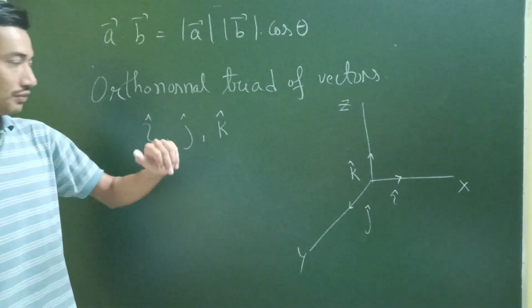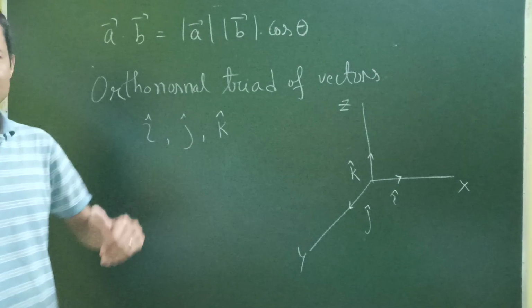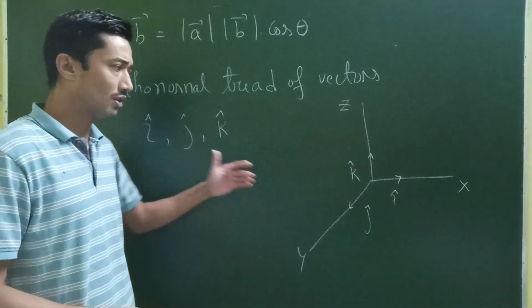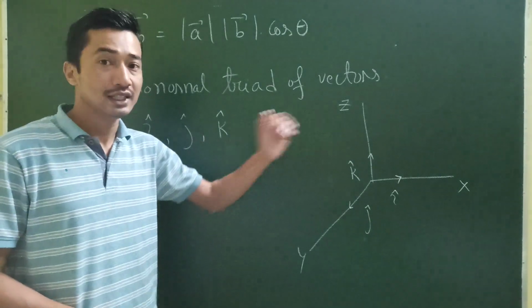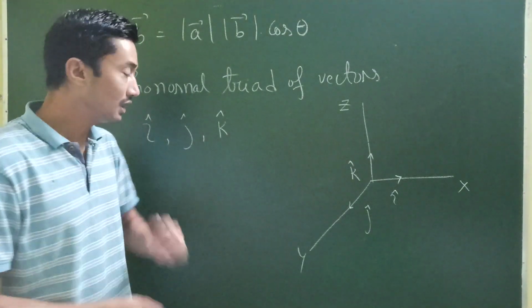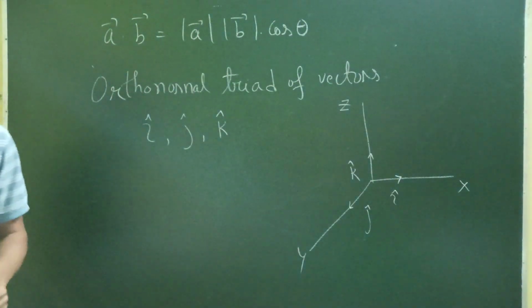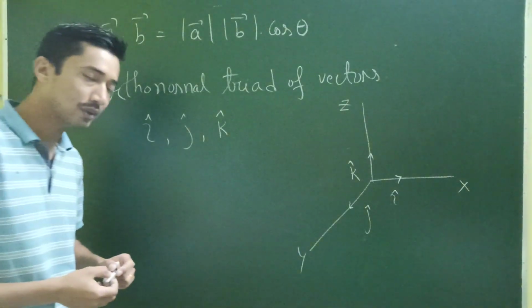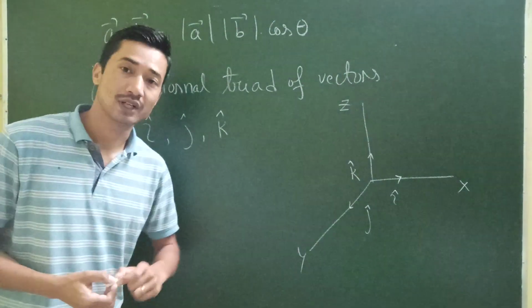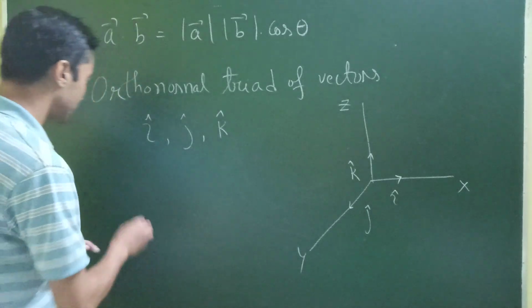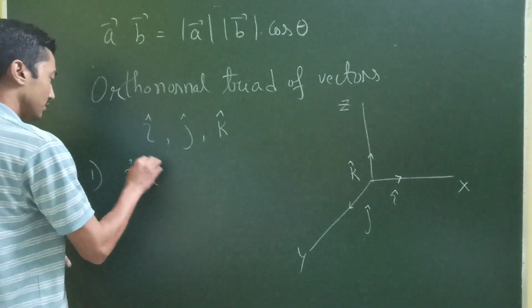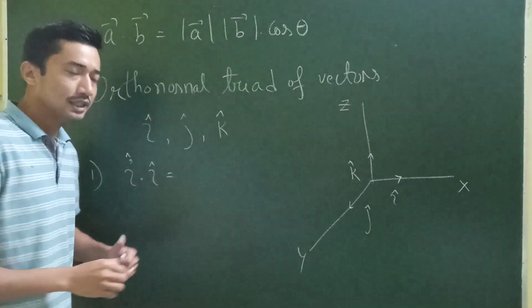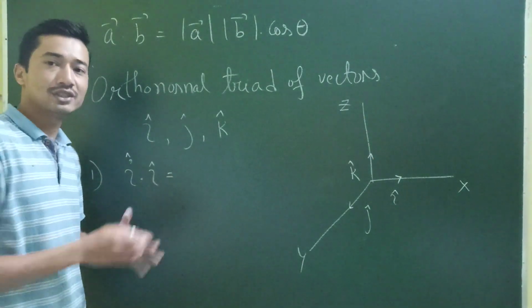Now, if i, j, k represent the unit vectors of the x-axis, y-axis, and z-axis respectively, then let's see some special conditions which are going to be very, very important for our dot product, the algebraic product of two vectors. What will be the first case? What will be the value of i dot i? Now, I already mentioned this case before.